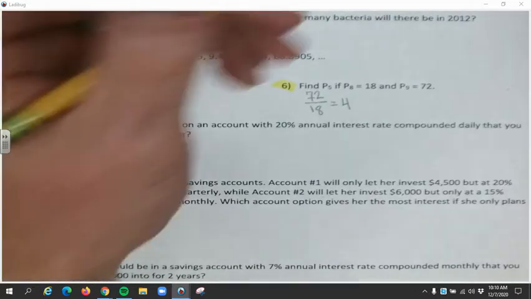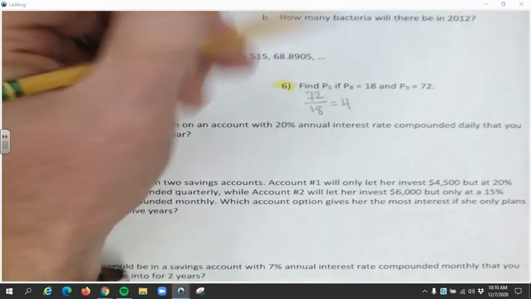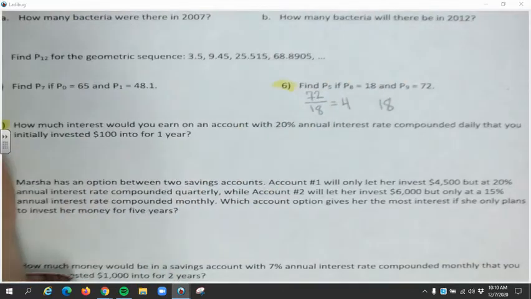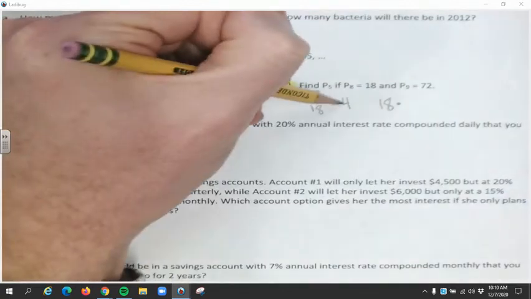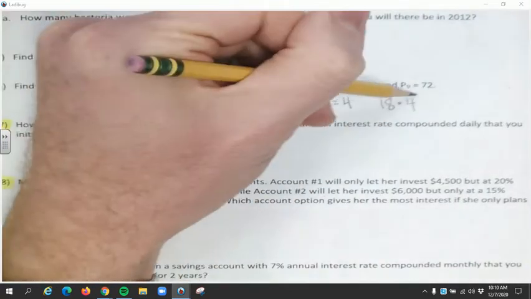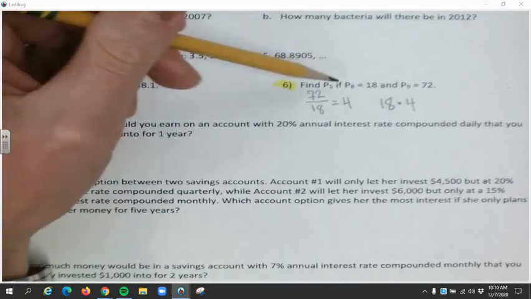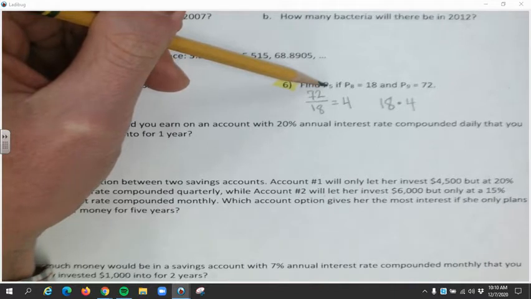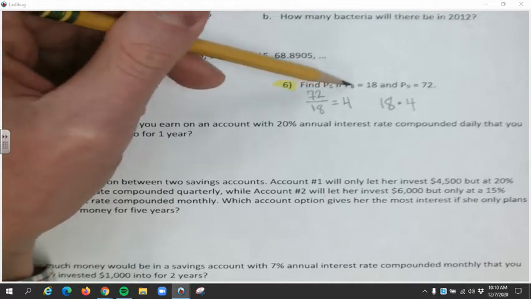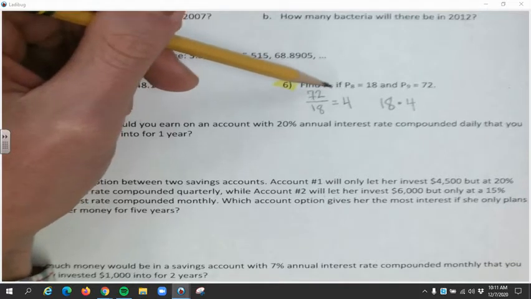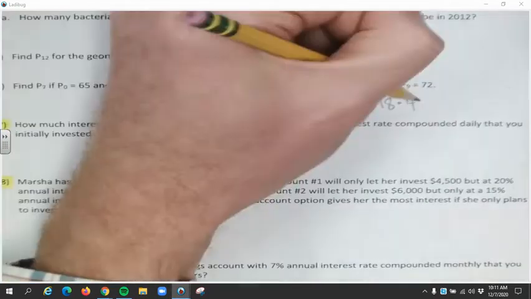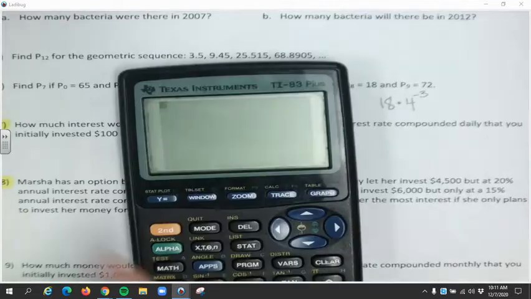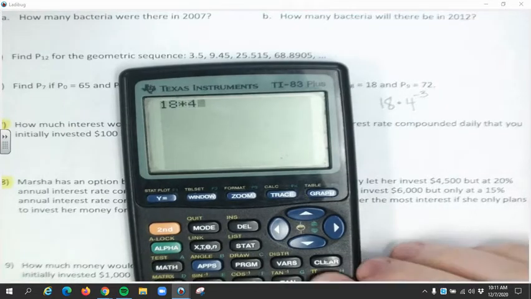So what I want to do is plug in, instead of P of 0, the number I know, which in this case is P of 8. So that means 18 is the number I know, times my common ratio, which is 4, raised to the power of the number I'm looking for. If I know P of 8 but I'm trying to find P of 5, this is the opposite of what I did in number 1. In number 1, I counted forward 10 years. This one, I'm counting backwards 3 years, because 8 minus 5 is 3. So if I count backwards by 3, I simply want to put an exponent of negative 3. And then I type in my calculator 18 times 4 raised to the negative 3rd power.